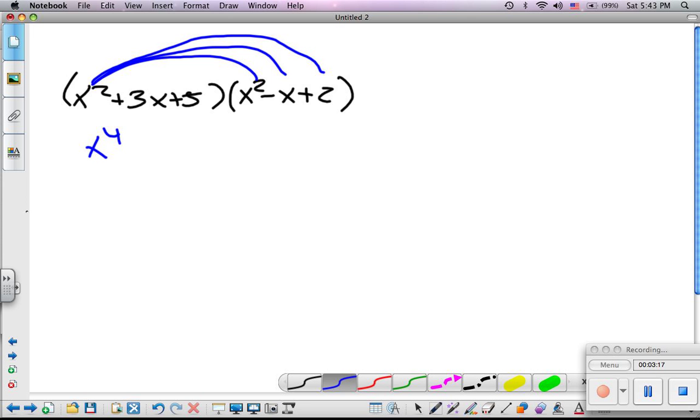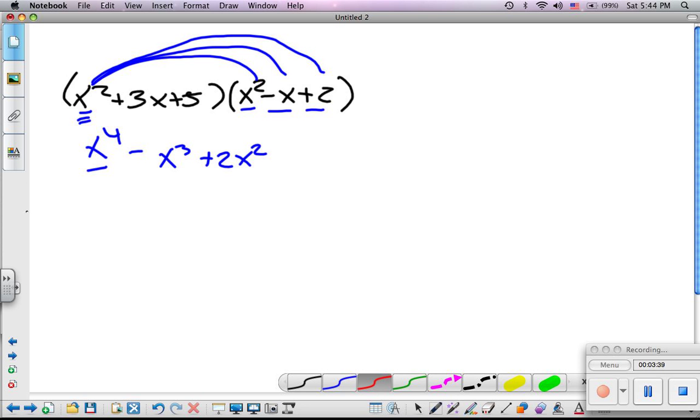So we still have this x squared times x squared, which gives us x to the 4th. We have x squared times a minus x, which is going to be a minus x cubed. There we go. Found the error of my ways. And then the third one, we're going to have x squared times a 2, which is going to be plus 2x squared.